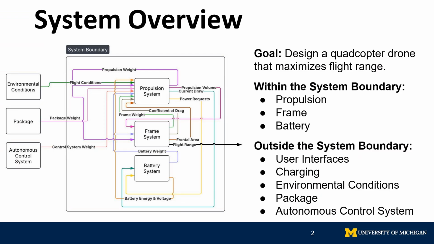This project aims to design a drone that maximizes flight range by optimizing the three subsystems within the system boundary: propulsion, frame, and battery. We are not optimizing outside the system, but external factors will impact our optimization. Interactions between subsystems and external factors are shown in the figure. All subsystems have interrelated inputs and outputs that will need to be solved iteratively.